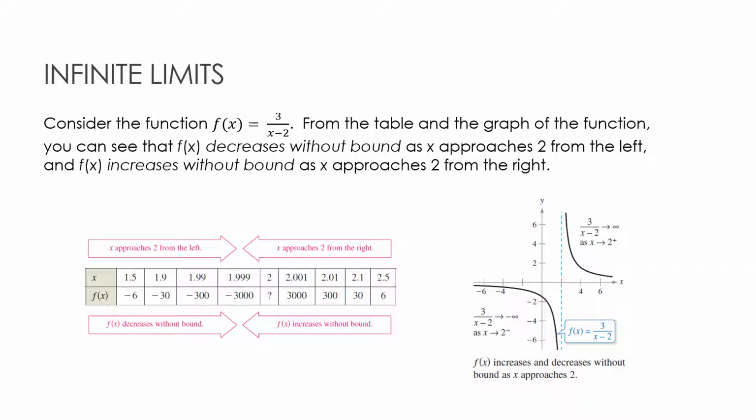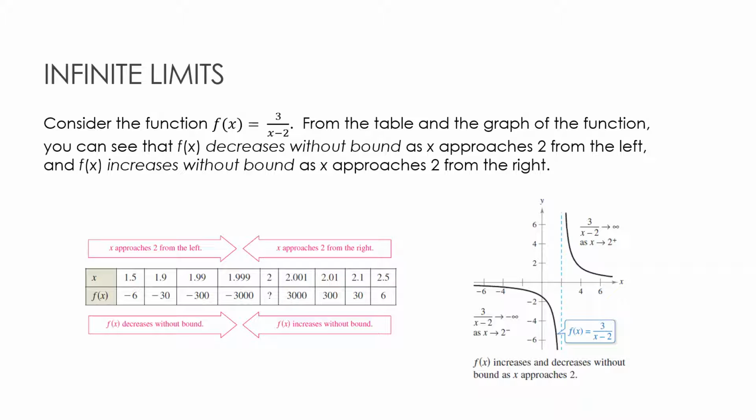So again, back to our tables, which I know you probably hate as much as I do, but again, if you make a table, say for the function 3 over x minus 2, we can see that f of x is going to decrease without bound as x approaches 2 from the left, and increase without bound as x approaches 2 from the right. I'm not going to go through that table with you because we talked about it in detail, I believe, in section 1.2.